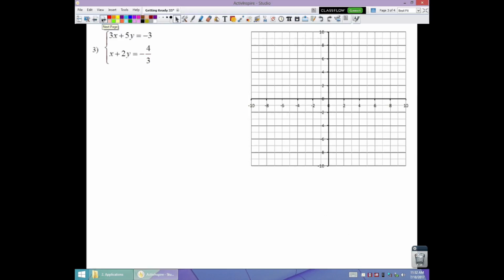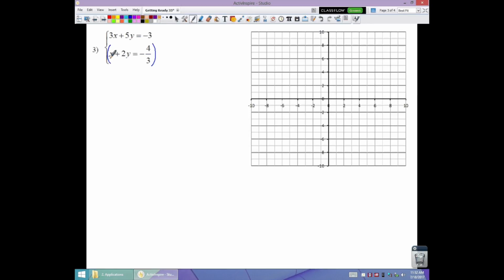Okay, number 3. And yes, we are going to have a fraction involved. If we're lucky, we'll be able to multiply by something to make it go away. But if we're not so lucky, we can live with that. We'll deal with it. So to make one set of variables opposites, again, 2 and 5, 2 doesn't go into 5, 5 doesn't go into 2. So I would have to change both equations to make the y's opposites. That's what I did in the last problem.